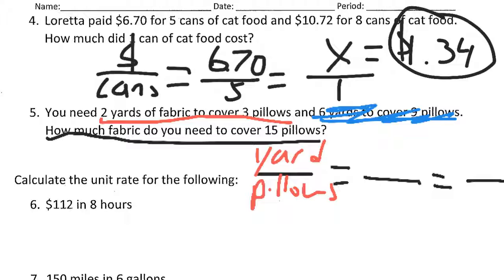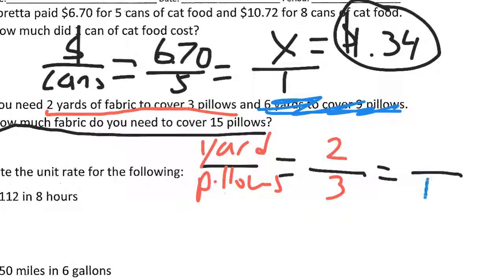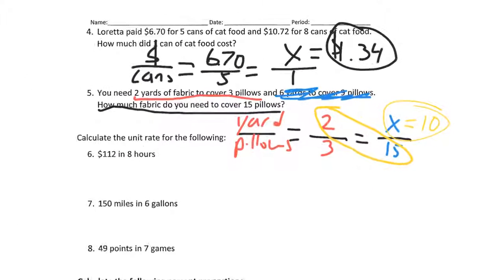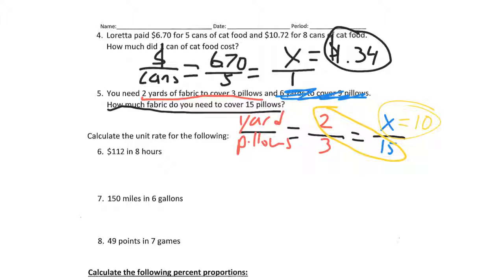So I know with that 2 and 3, it's going to be 2 yards for 3 pillows. And my actual question says, how much do you need to cover 15 pillows? So that's going to be my unknown over here. I want to know how many yards for those 15 pillows. So I can just cross multiply, divide by the lonely guy, or you can scale up, whatever you prefer. But 2 times 15 would be 30, and then 30 divided by 3 would just be 10. So we need 10 yards in order to do 15 pillows.